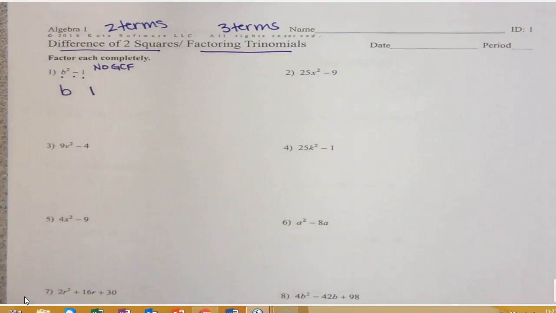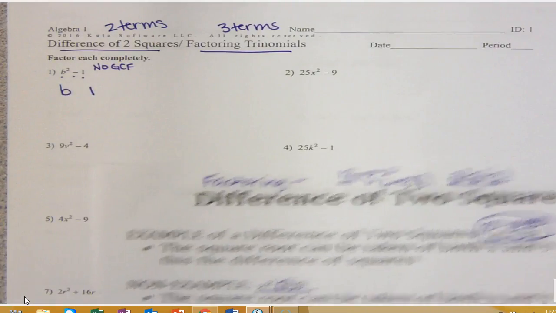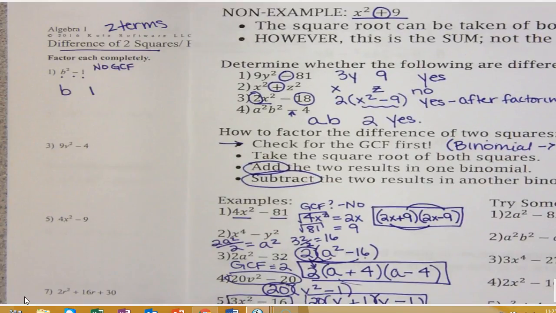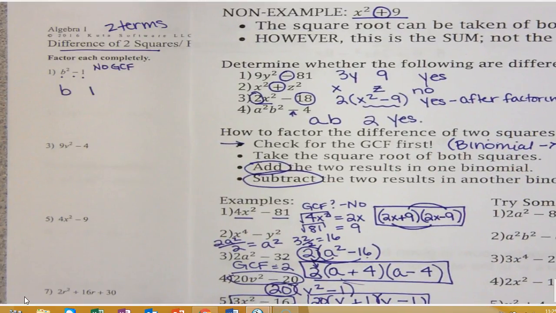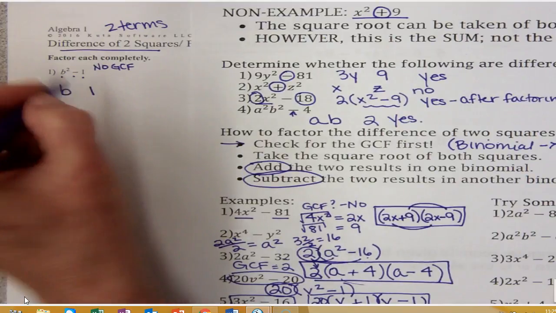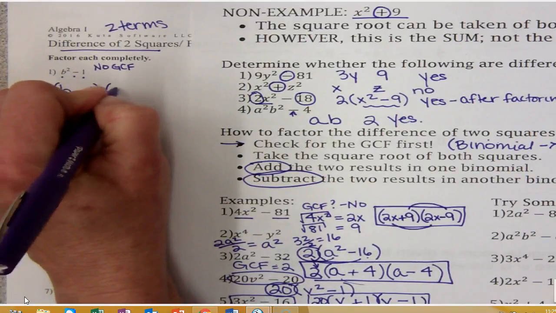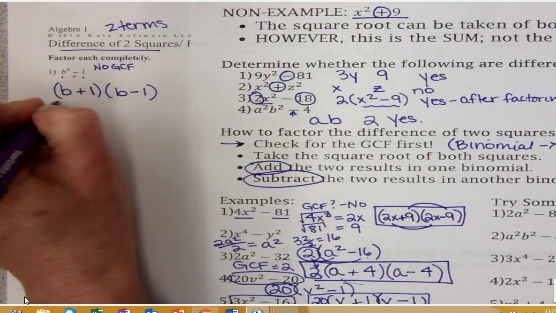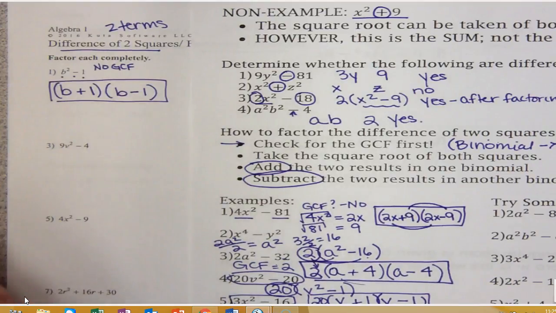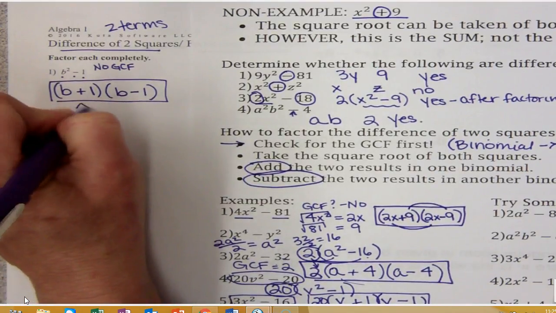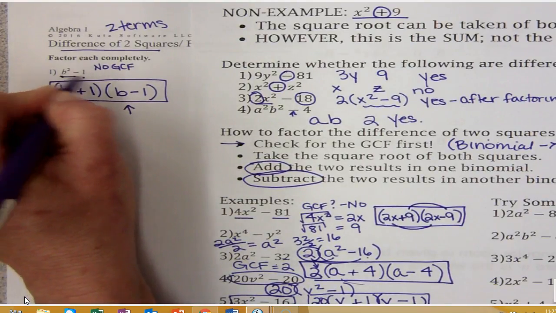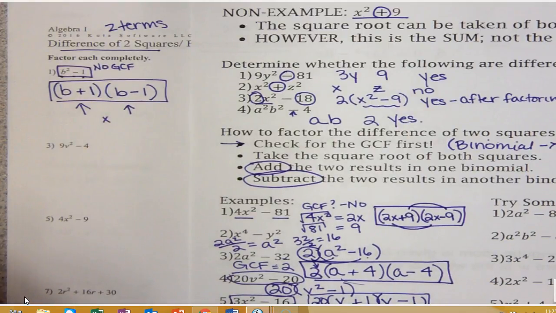So I'm going to use my notes from earlier. Check for greatest common factor, take the square root of both squares. Then, so I've taken the square root of both squares, I put them in parentheses, I add one, and I subtract the other. That is my answer. What I am saying is that these two terms, when multiplied together, will give me this. Okay.